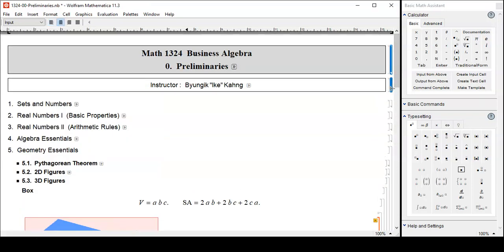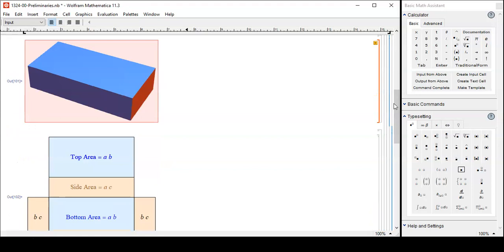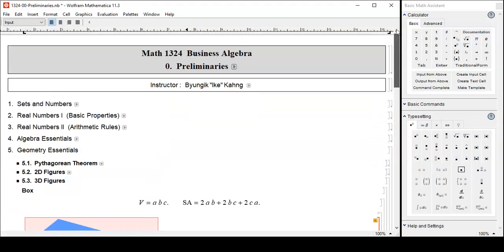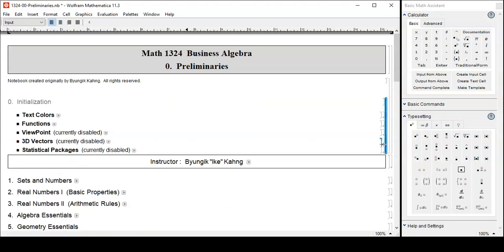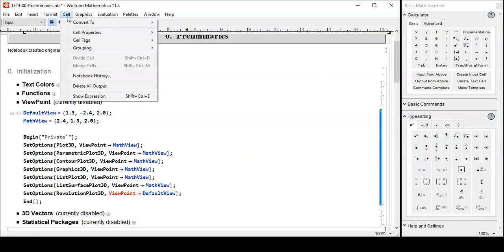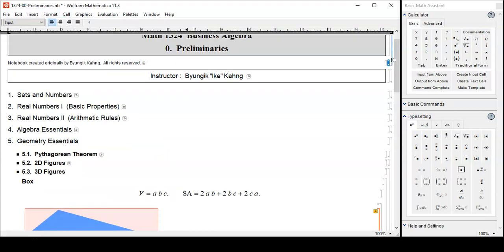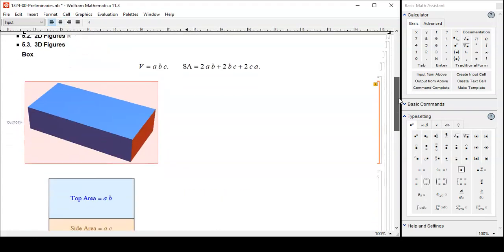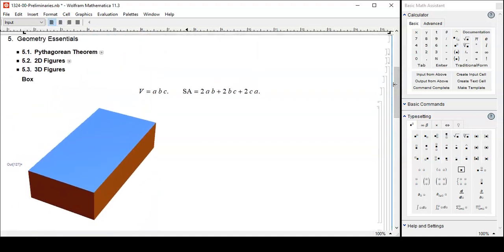Oh, excuse me. I should have initialized it. I guess. Okay, now no more error. It was about initialization. Okay, all right.